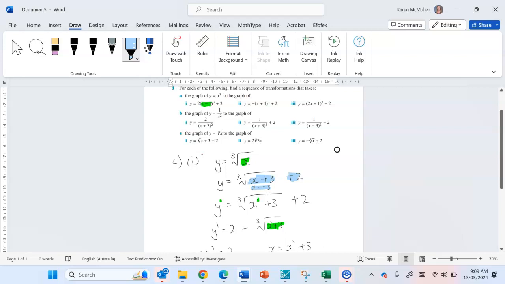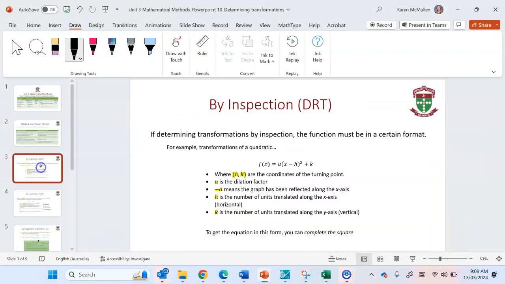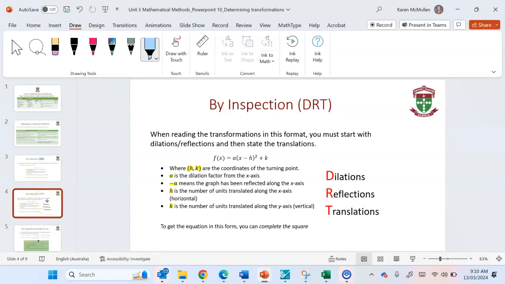Eventually, hopefully, you'll be able to look at them and tell straight away what the transformations are. Just going back to the PowerPoint. When you're doing it by inspection, you do need to follow this order, DRT. That means we do our dilations first, D for dilations, then R, reflections, and then translations. The reason for that is if you do translations first, you can get a little bit confused. So be consistent with DRT, but it does have to be in a certain format. Dilations, reflections, and then translations.